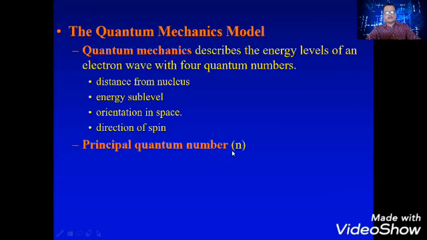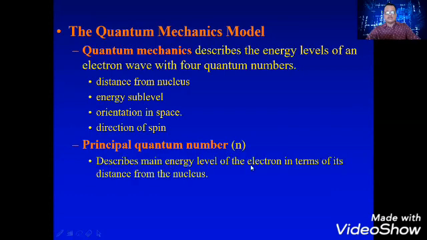The principal quantum number is represented by small n, and it describes the main energy level of the electron in terms of its distance from the nucleus. I already told you that in Bohr's model, the orbits, now we do not call them orbits, were also called energy levels, and these energy levels are represented by the principal quantum number. So the first energy level is n equal to 1, the second energy level is n equal to 2, the third energy level is n equal to 3.